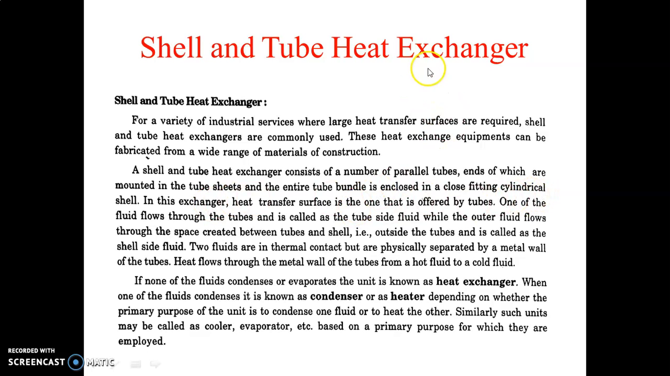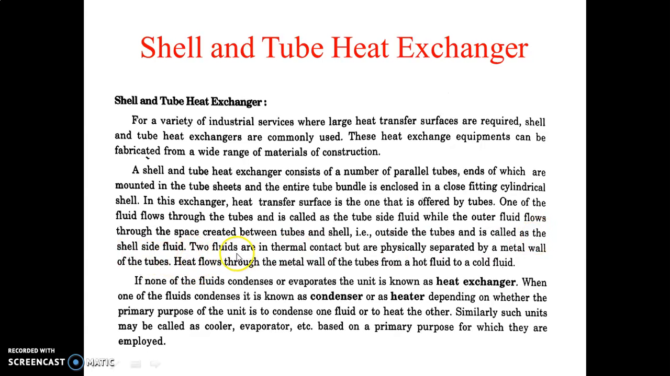And there is a cylindrical shell. That means some type of cylindrical shell is provided over the tubes, and the heat transfer area or surface is offered by the tubes. In this heat exchanger, one of the fluids flows through the tubes and it is called the tube side fluid, while the other fluid, or outer fluid, flows through the space created between tube and shell, that means outside the tubes. That fluid is called the shell side fluid.